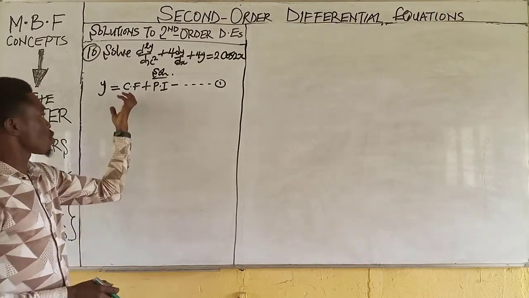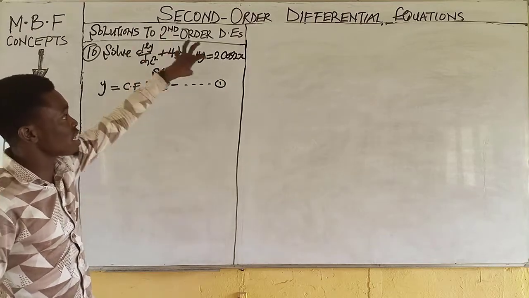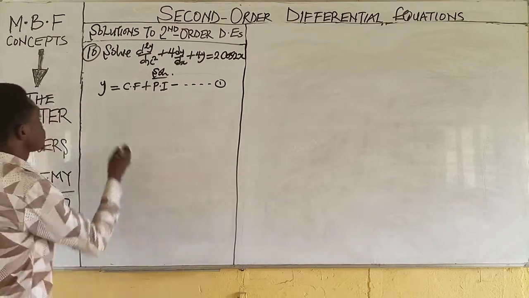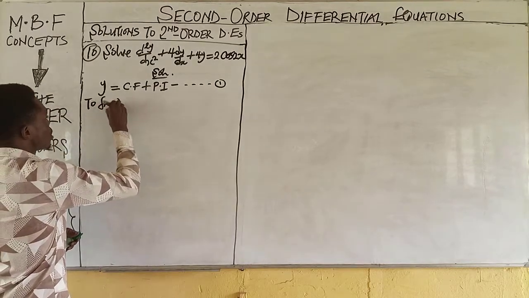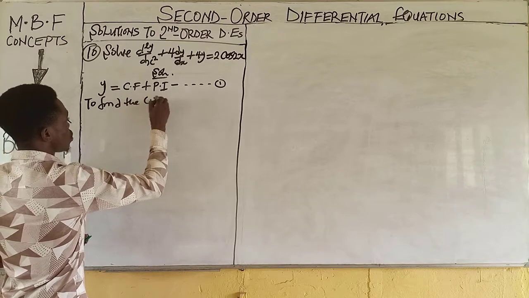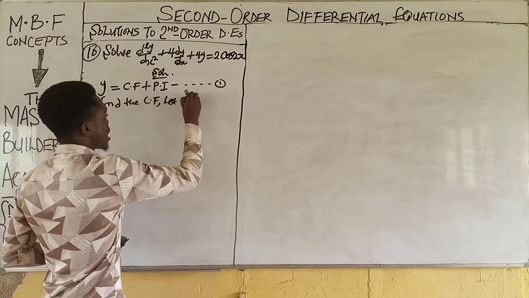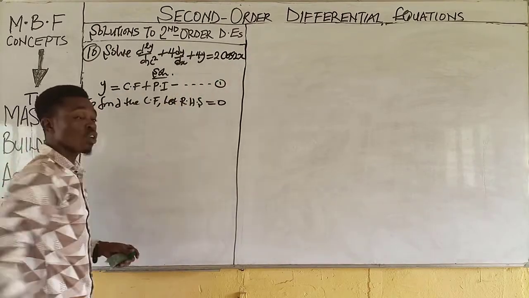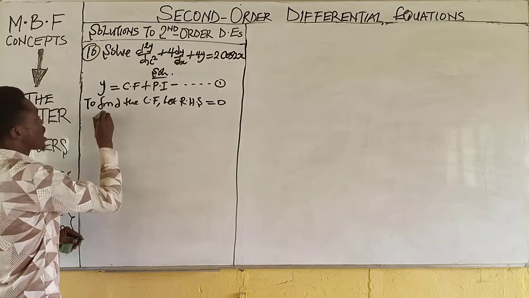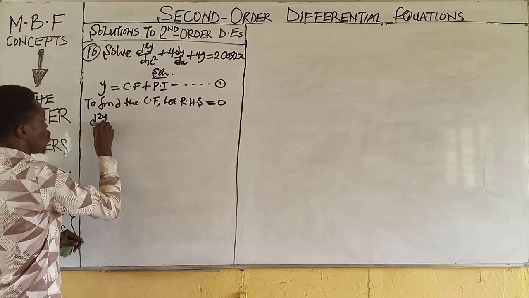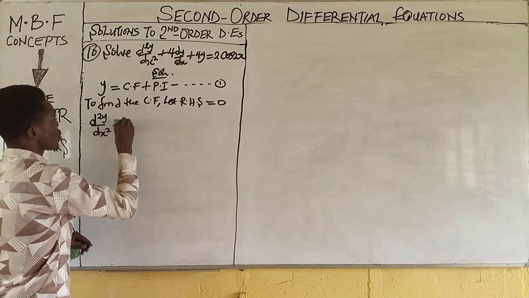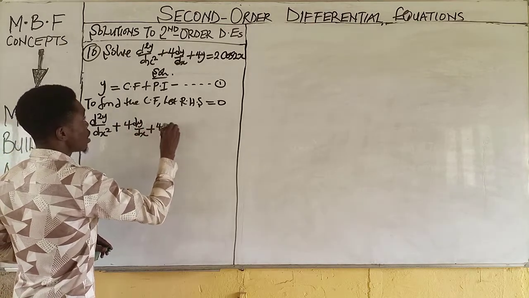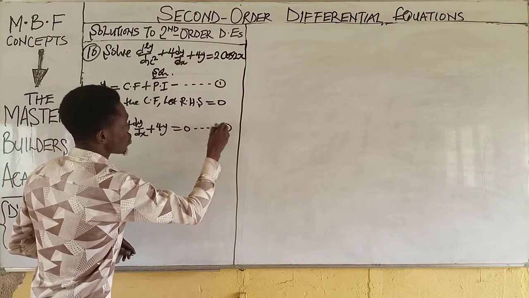And to find the complementary function, all we simply do is to equate the right hand side of the given equation to 0. Therefore, we simply say to find the complementary function, let the right hand side of the given equation be equal to 0. So we are going to replace 2 cos 2x with 0. Now we have d squared y over dx squared plus 4dy over dx plus 4y is equal to 0. We can label this as equation 2.